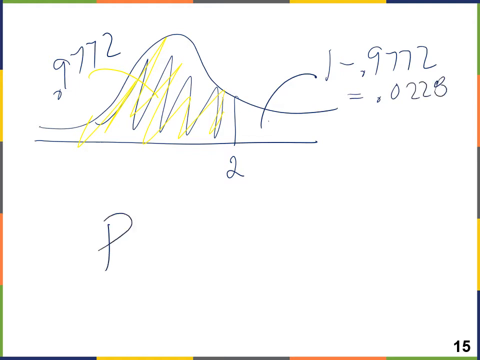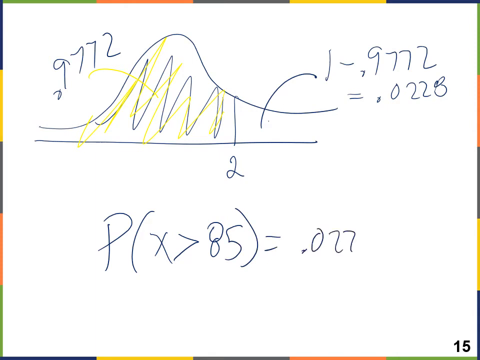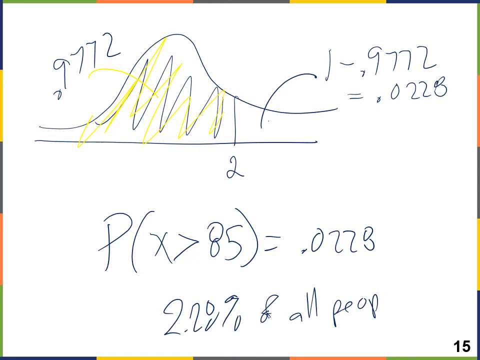So the probability that someone scores greater than 85 is 0.0228. Or we could say 2.28% of all people get more than 85 on the test.